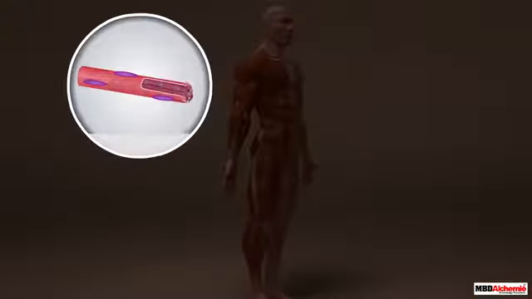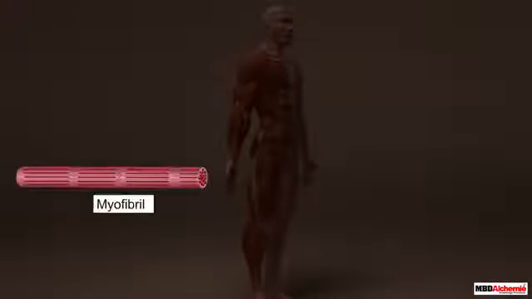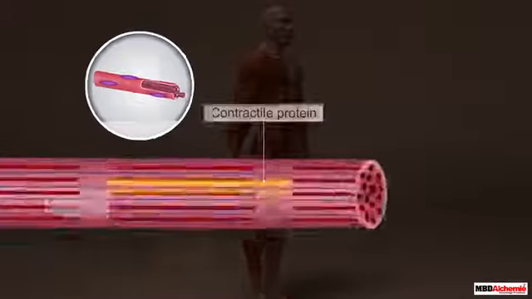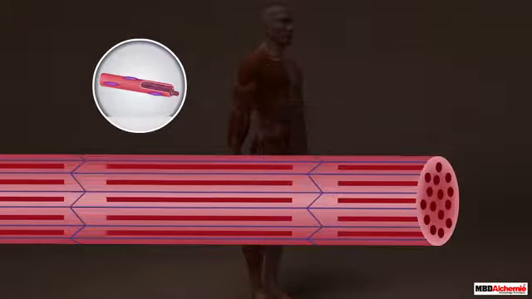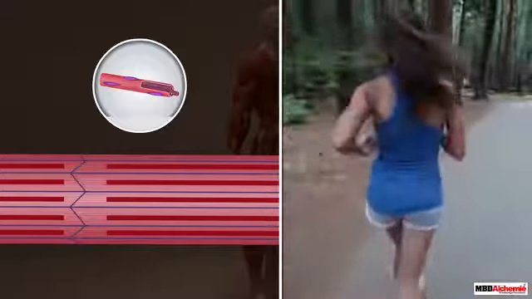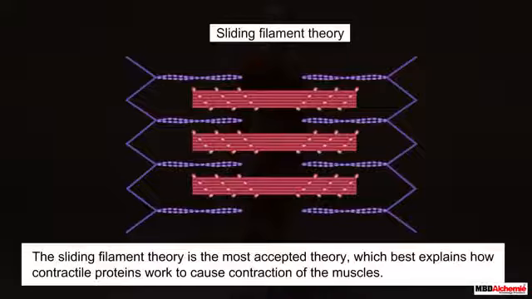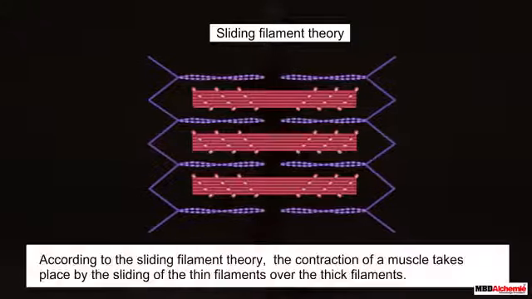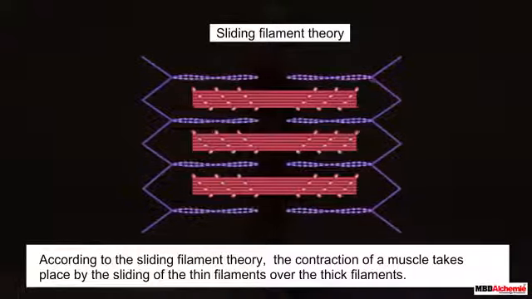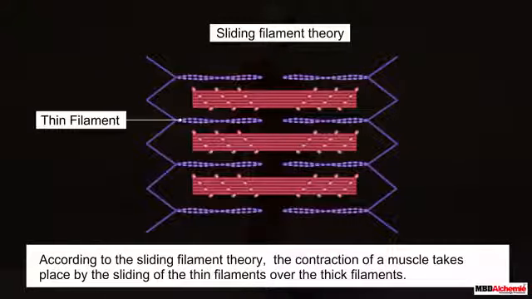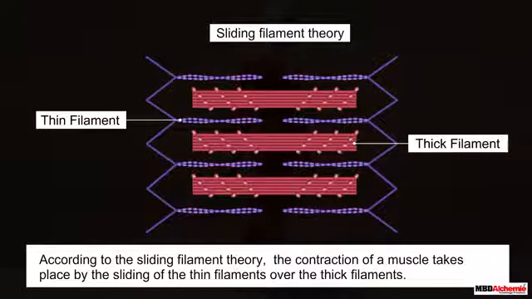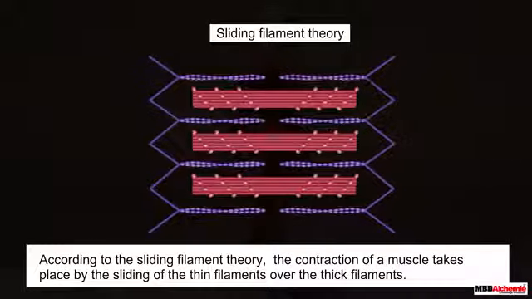You already know that myofibril, that is, the simplest unit of muscle, contains contractile proteins that help in the contraction of muscles and thus in body movements. The sliding filament theory is the most accepted theory, which best explains how these proteins work to cause contraction of the muscles. The theory states that contraction of a muscle takes place by the sliding of the thin filaments over the thick filaments. Let us understand the steps given in the theory.